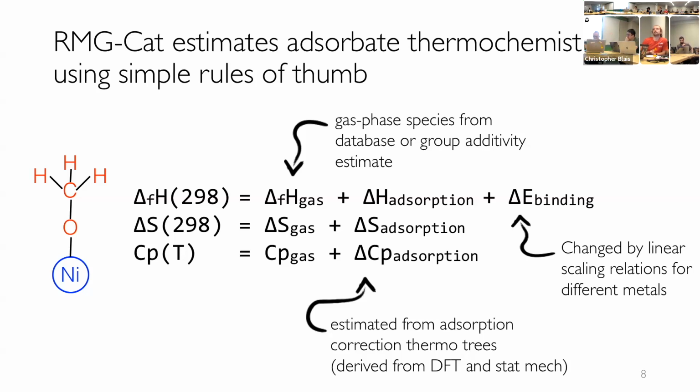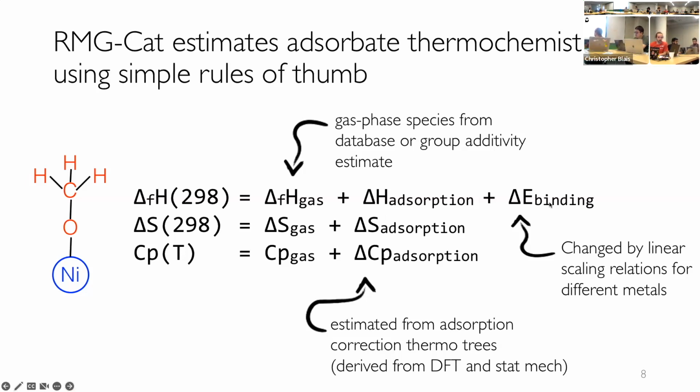The adsorption correction is basically similar to group additivity. You take a molecule and try to group it with similar molecules in an adsorption correction database, and you apply the thermodynamics from the similar group to your estimated model in order to determine how the enthalpy changes when it adsorbs to the surface.